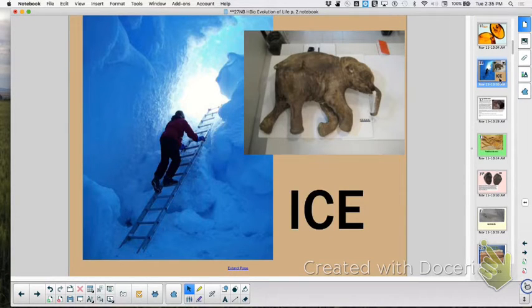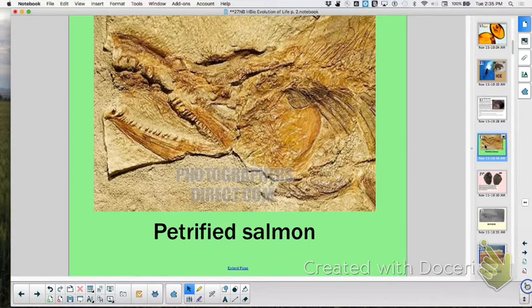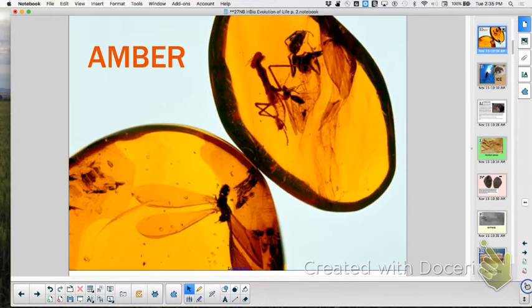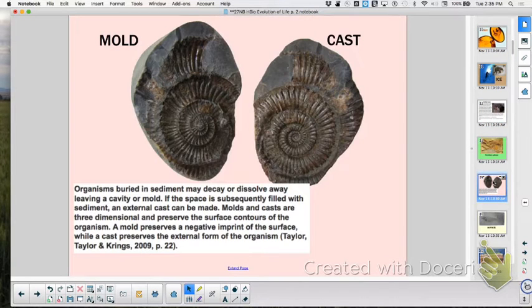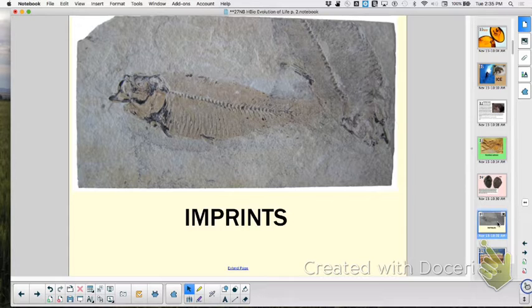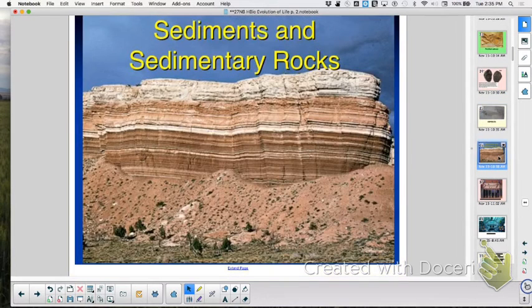Ice might hold something like a woolly mammoth, right? But amber might hold an insect, a bug. You could be petrified wood. Exactly. We talked about molds and casts. A mold would be like an outline of something. A cast fills the mold and hardens. We talked about imprints. We talked about sedimentary rock.